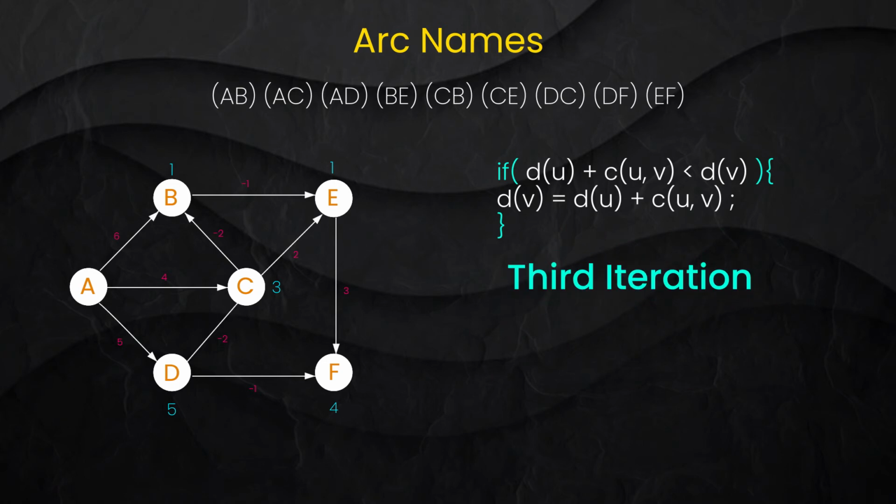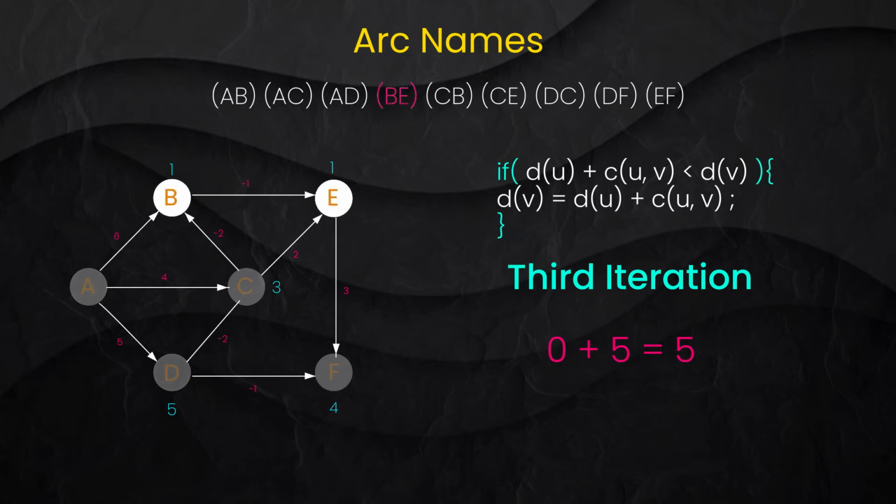The next iteration again starts with AB. The distance of A is 0, so A to B is 6. 0 plus 6 is 6, which is greater than 1, so you will not update. Now AC. AC is 0 plus 4, that is 4, which is greater than 3, you will not update. Then AD. AD is 0 plus 5. 5 is equal to 5, so you will not update.